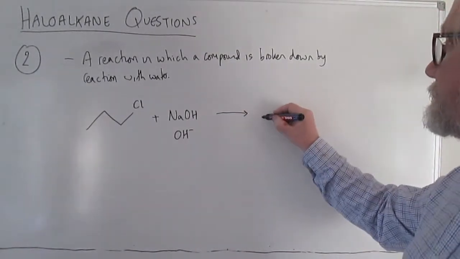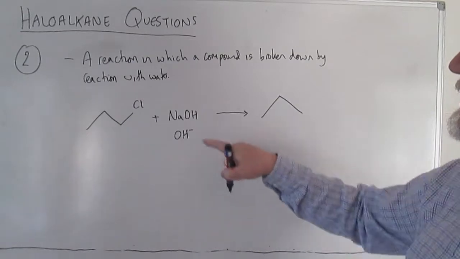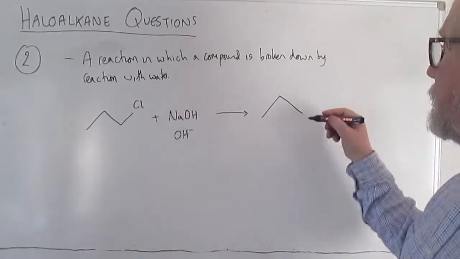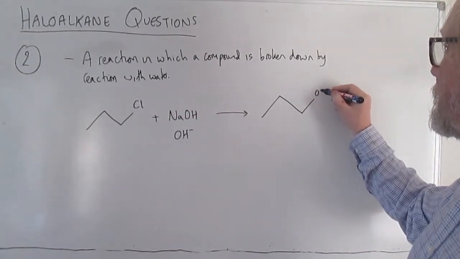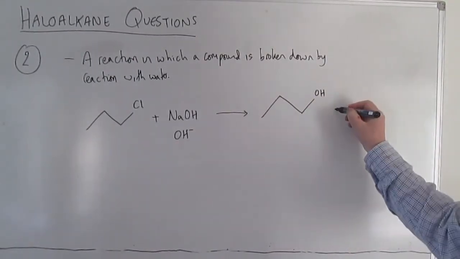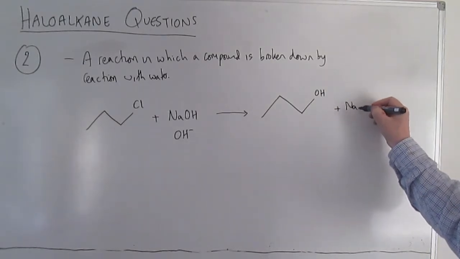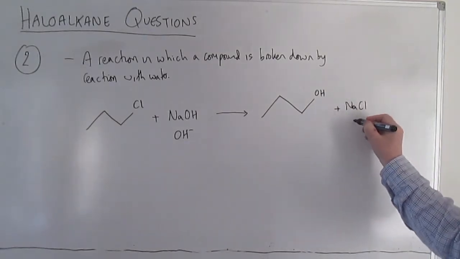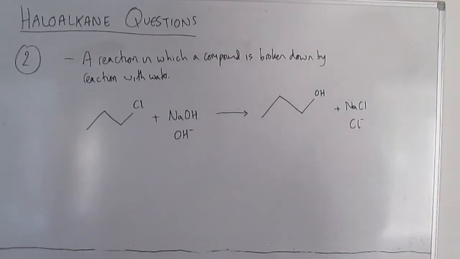And it's just a substitution. So where the Cl was, you get OH instead. So you get that, and that would be the same regardless of how you draw it. And the only difference is that if you write the full equation, you get NaCl as the other product, or if you write the ionic equation, you just put Cl minus. So either of those would be absolutely fine for your equation.